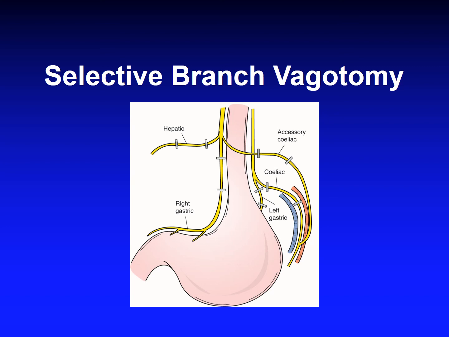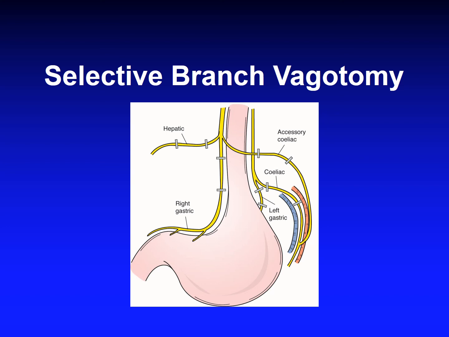Selective branch vagotomy is severing or cutting a branch of the vagus nerve to treat gastritis or ulcers in certain regions of the stomach.